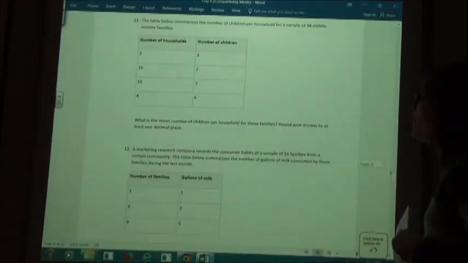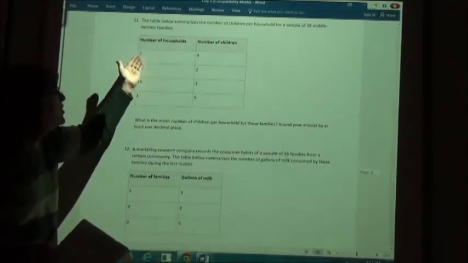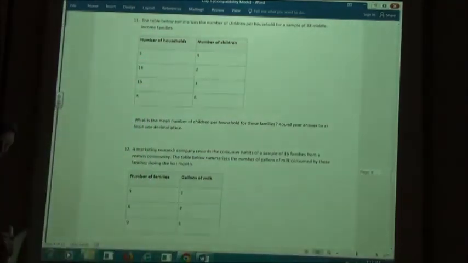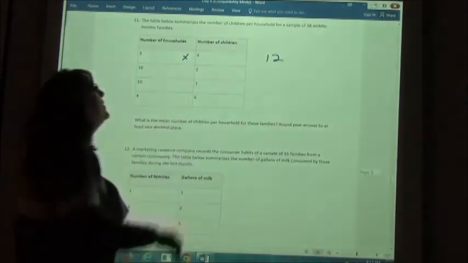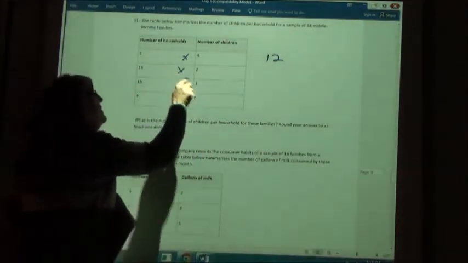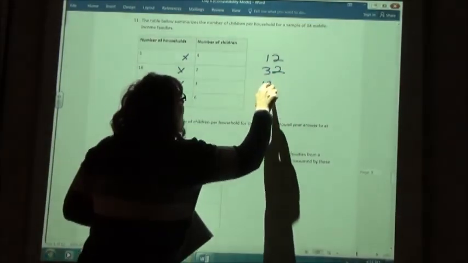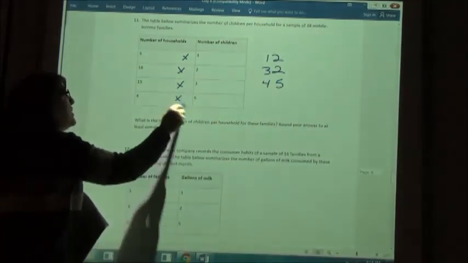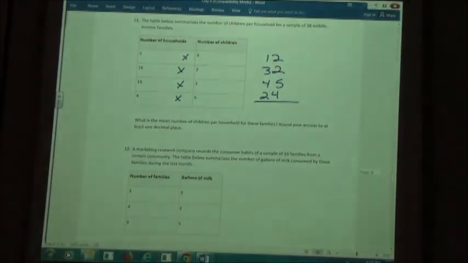So on number 11, same kind of thing. I'm finding the weighted mean. First thing I'm going to do is multiply each of the numbers, in this case, the number of households times the number of children. So 3 times 4 would give me, you all yell 12. 16 times 2, 32. 15 times 3, 45. And 4 times 6, 24. So I'm going to multiply that out and add all those numbers up.